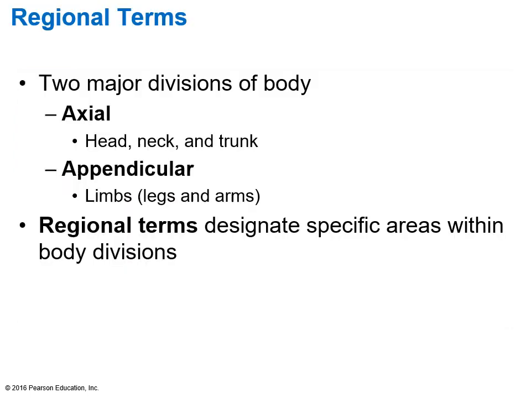Within the body, especially when we take a look at things like our bones, there are two major divisions. You have what we call the axial, which forms the mid part of the body, so our head, our neck, and the trunk. And then we have the appendicular division, which are going to be the limbs, so your legs and your arms.